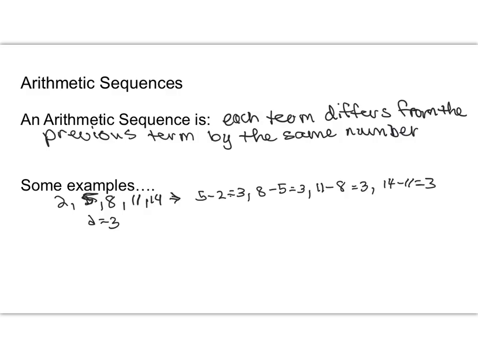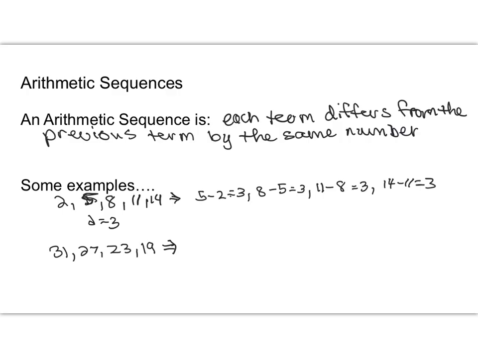So then, another example, it could be 31, 27, 23, and 19. And if you look, all of these numbers go down, they don't go up. So they can differ and go down. It just has to be by the same amount, or they can go up. So in this case, since they go down, our common difference is going to be a negative number.